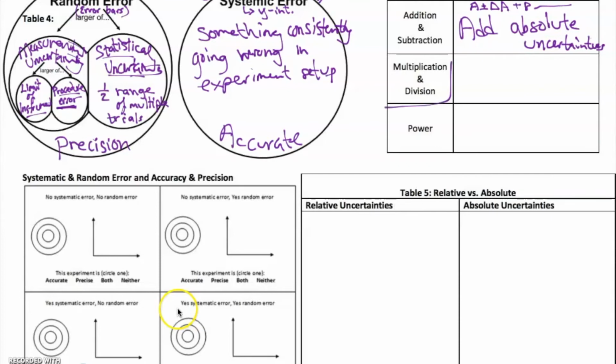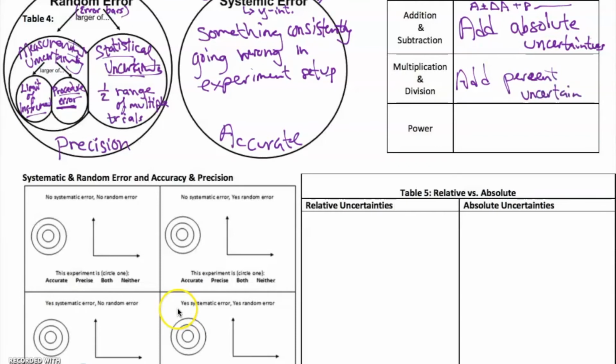If I am multiplying or dividing numbers that have uncertainties, we're also going to be doing some adding, but this time we're going to add the percent or relative uncertainties. Percent is hard to spell.